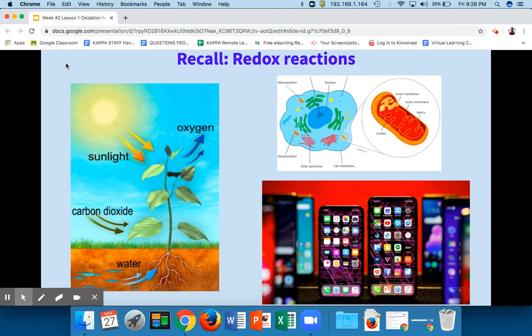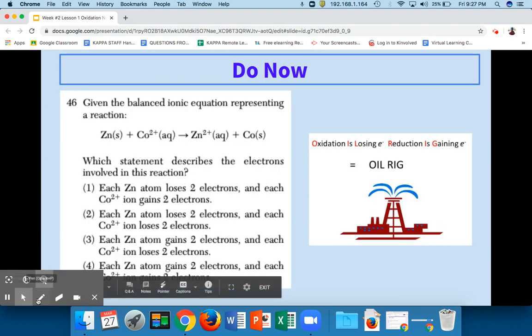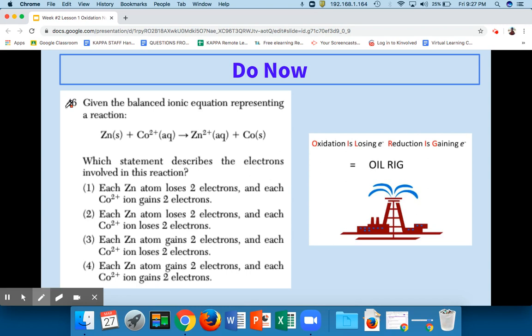So, looking back at some of the homework that you guys did, I know that we need a little bit of review on questions like this. So, this will be our do now. Let's take a look at this Regents question. Given the balanced ionic equation representing a reaction, we've got zinc solid plus cobalt aqueous gives us zinc aqueous and cobalt solid. Aqueous is referring to something that is dissolved in a liquid.